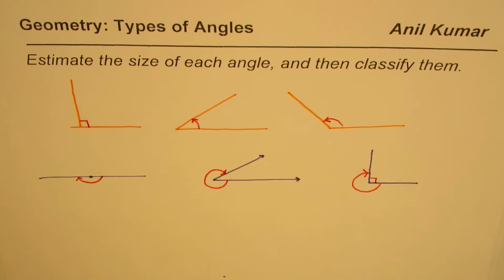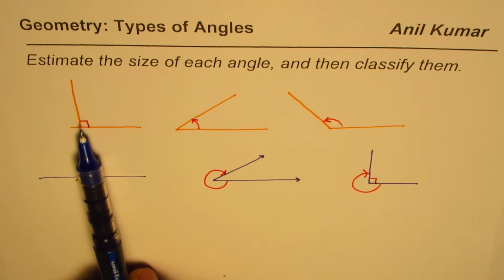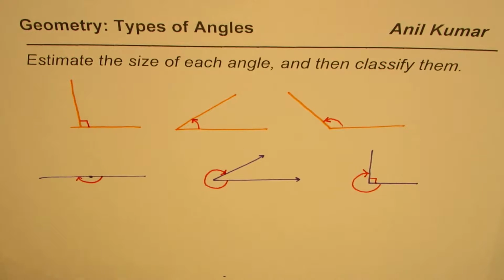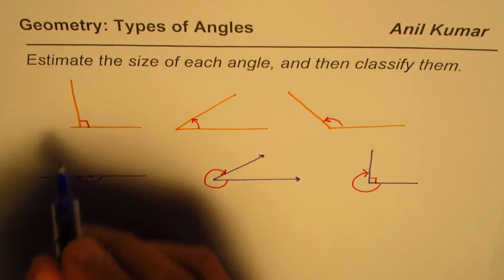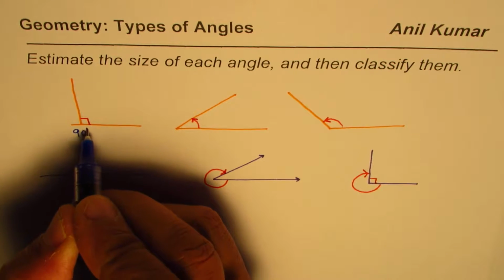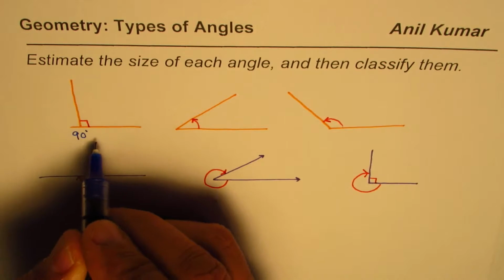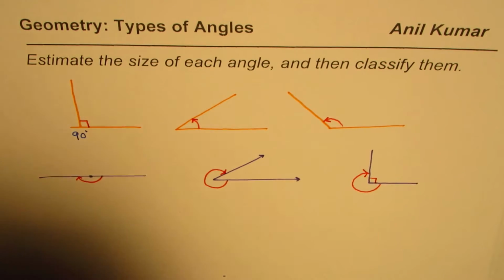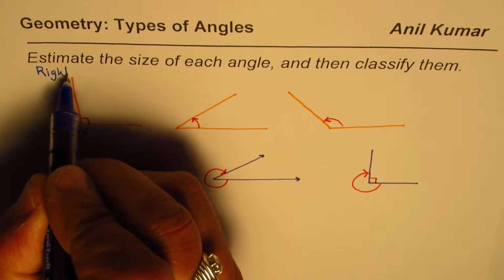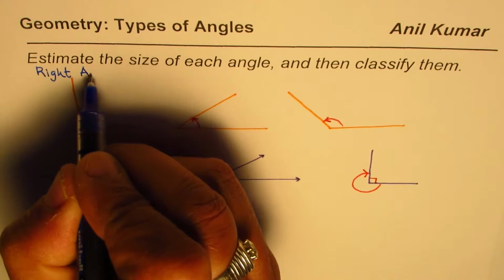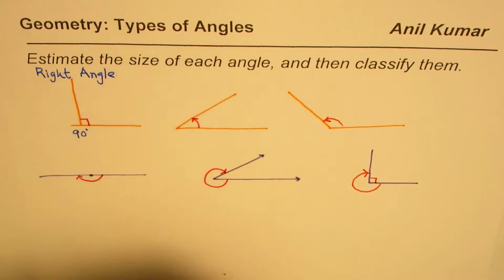Right. So let's begin. Here it is, that symbol shows 90 degrees. Even if it may not measure to 90, if I make that symbol, it means it is 90 degrees. So this angle is 90 degrees, and we also call it by another name, which is right angle. Is that okay? Let me write out here, right angle. So right angles are the angles whose measurement is 90 degrees.